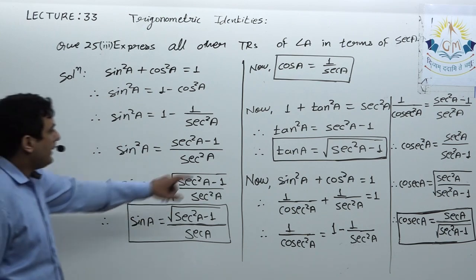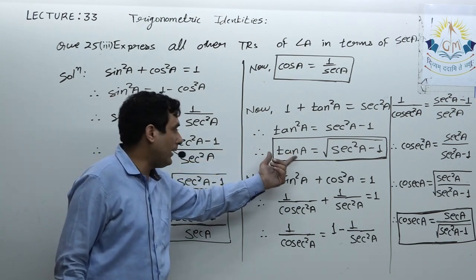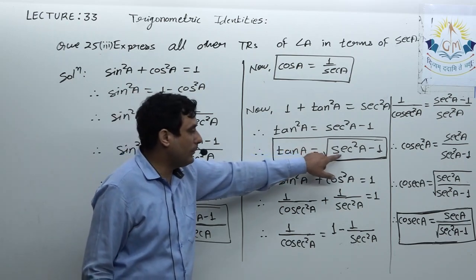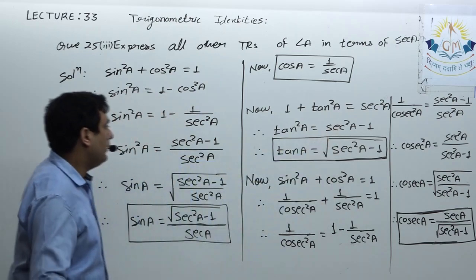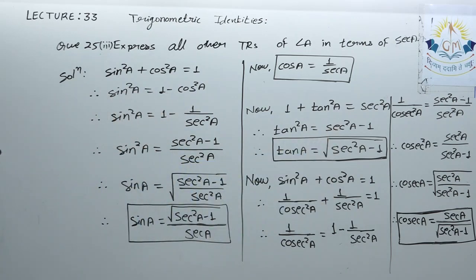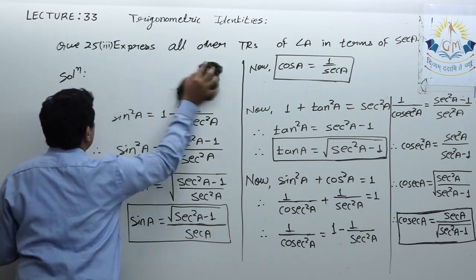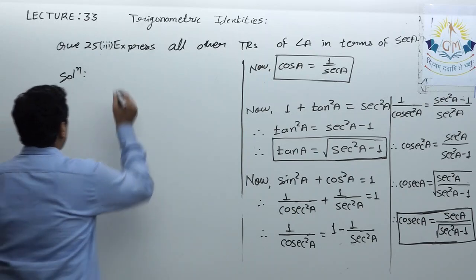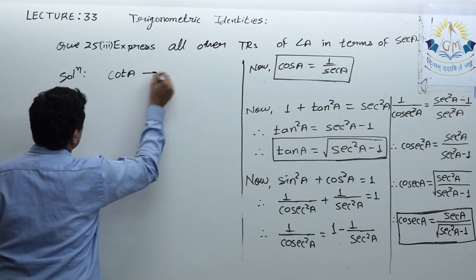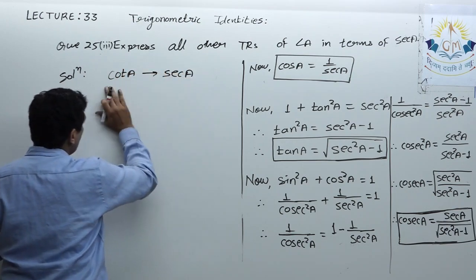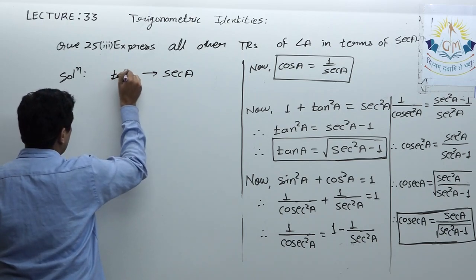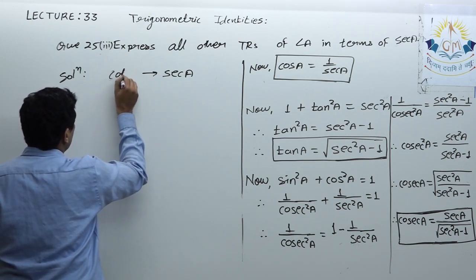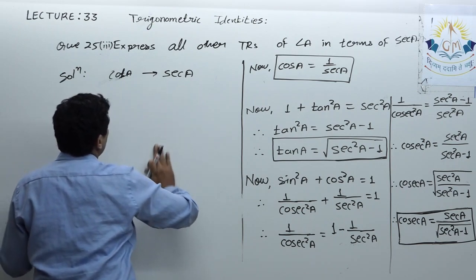Now the only one left is cot A in terms of sec A. So I can use this. If I reciprocate, I will get my answer, because when I reciprocate I will get cot A is equal to 1 upon root over sec square A minus 1. So let us see that last one, cot A and sec A. Again here you can check there isn't any direct relation between these two, but if I reciprocate this, yes, we have a relation.